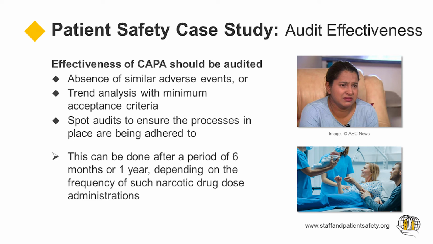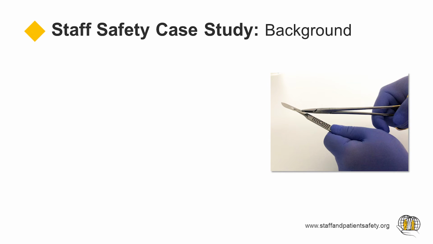To measure the effectiveness of these CAPA actions, we can aim for absence of similar adverse events or minimum threshold levels for similar incidents as an effectiveness audit. We can also spot audit to ensure the processes in place are being adhered to. This is not to identify whether individuals are faltering or not adhering to processes, but rather to see whether the new processes are simple and fit within standard behavior and work processes of teams. The effectiveness check can be done after a period of 6 months or 1 year, depending on the frequency of such dose administrations. Now let's look at how we can use the retrospective analysis for a staff safety case study.